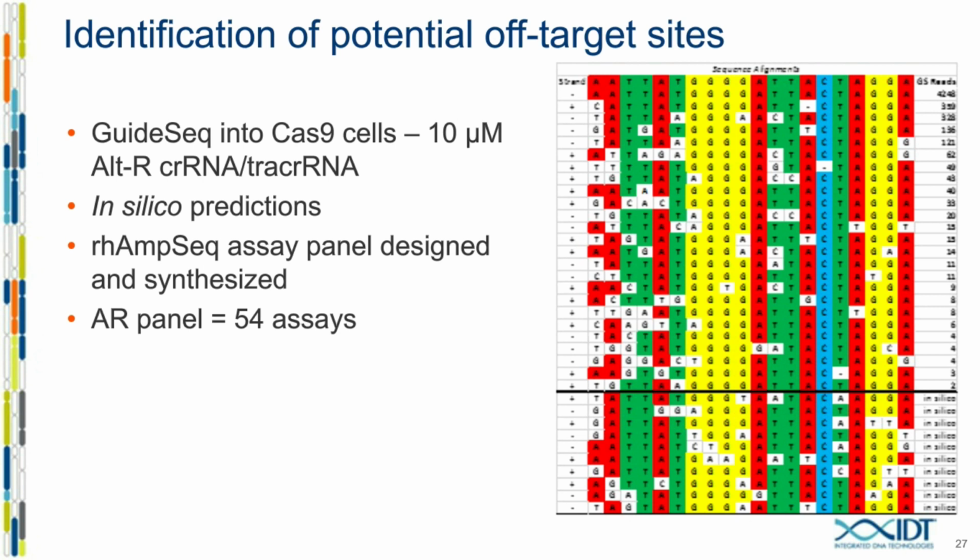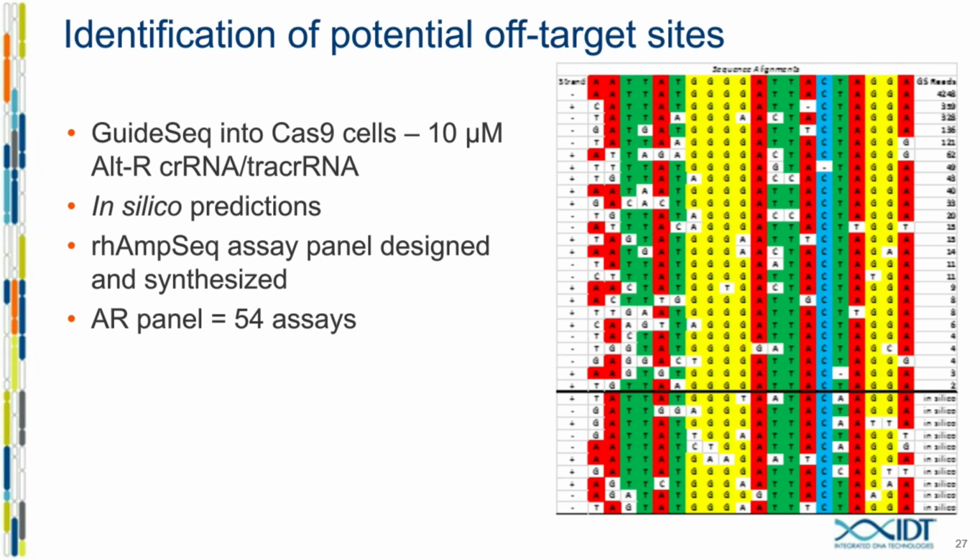GuideSeq was developed by Keith Young's lab back in 2014. During genome editing experiments, a short double-stranded oligo tag is added to the transfection mix. This short double-stranded oligo tag is integrated at double-stranded breaks and is used as a tag for amplification and identification of off-target sites. So this is an example of a GuideSeq readout for a guide RNA targeting the androgen receptor. You can see here that GuideSeq has identified 44 targets that should be interrogated by rhAmpSeq.